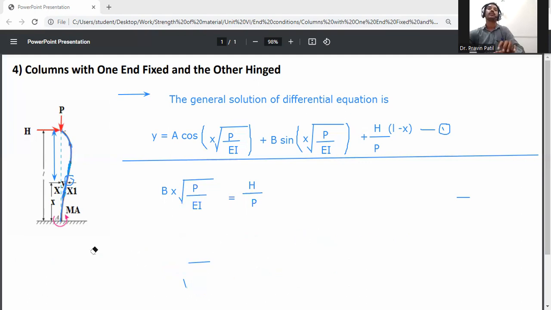So B is equal to H by P root of EI by P. When on the left side, it will be EI by P. So put A, B value in equation 1.